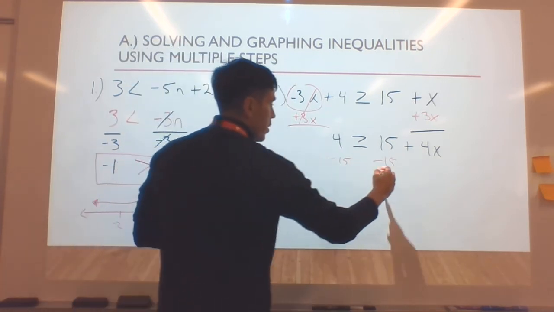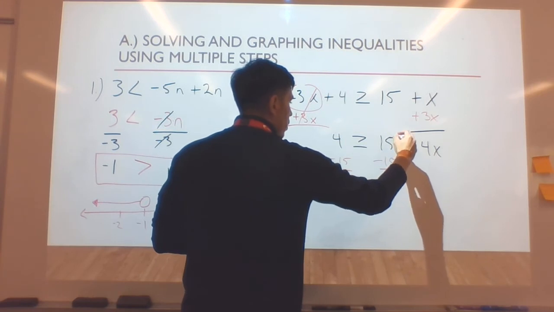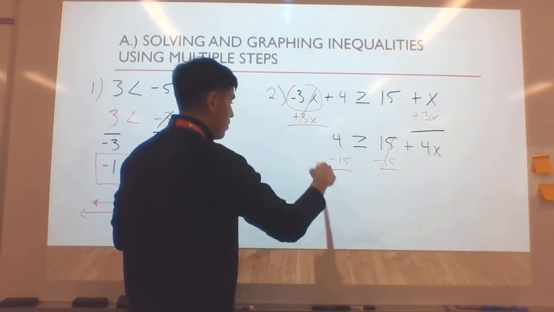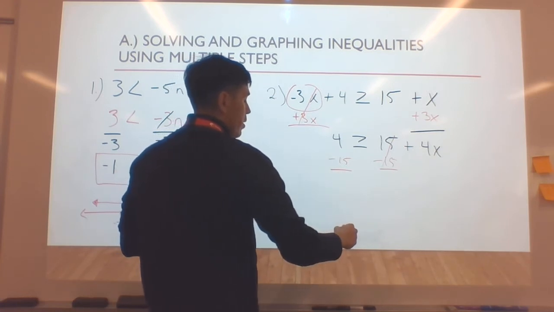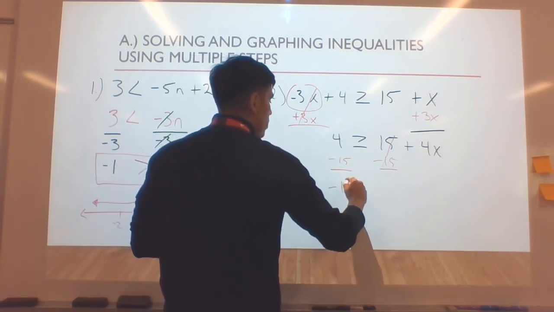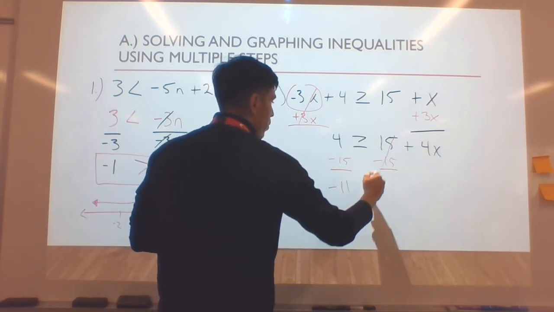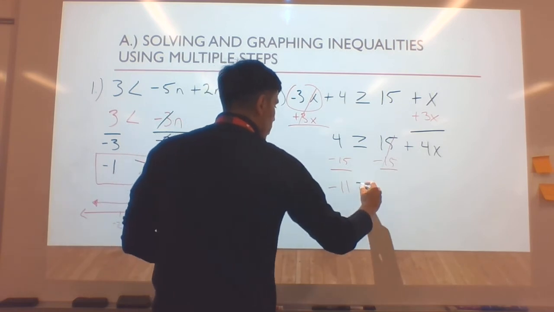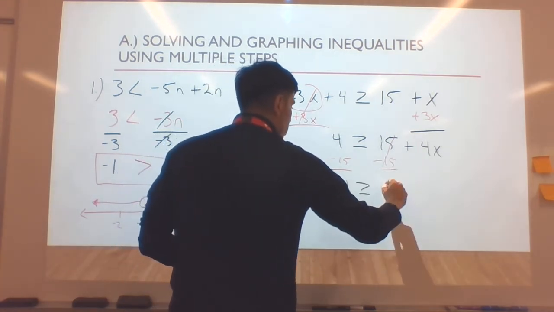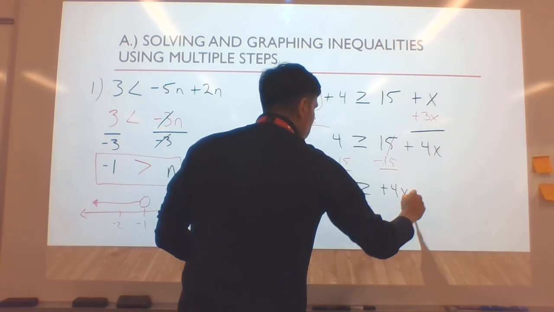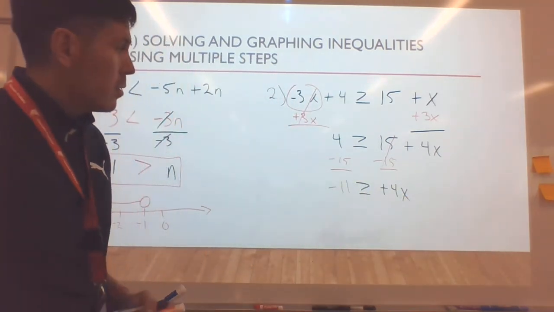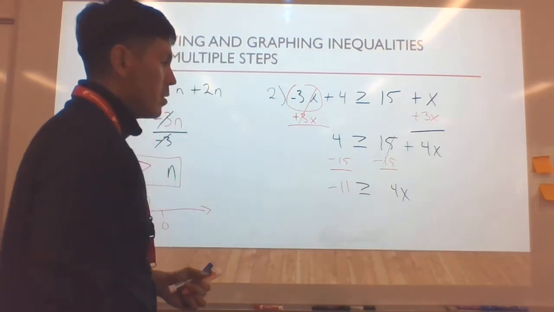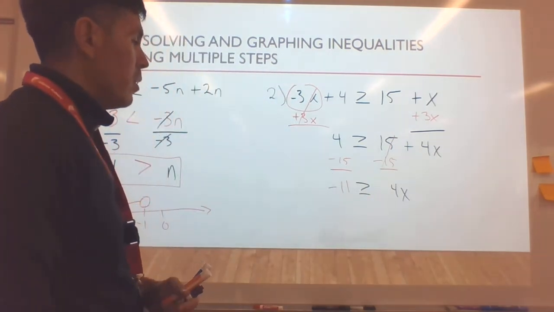So then what happens here is we cancel those. We get positive 4 minus 15. That gives us minus 11. Bring down what's left over. Positive 4x. Because it's positive, we don't have to write a positive sign there. So 4x is going to be less than or equal to negative 11.